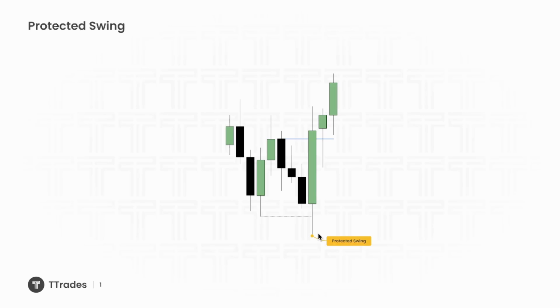So you can see here is the low. We find the series of down close candles. I mark that out. Once price closes over that level, this is now a protected low, and I expect it to hold if we're going to continue higher.